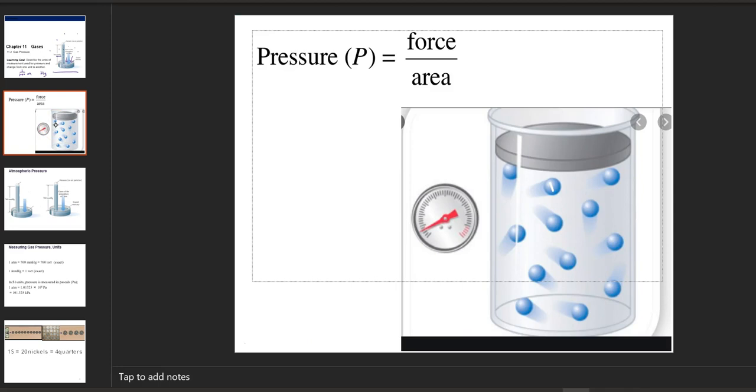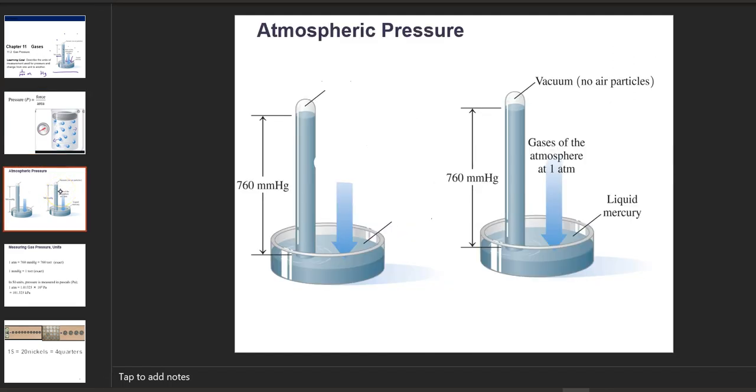Pressure is force divided by area. It should make sense later on that if you decrease the area, you get more force. But the force in this case is the actual molecules hitting the sides of the container. And then the area would just be the size of the container. As the pressure increases, it would move up. Again, this is just a barometer. You've got your liquid mercury. Your molecules push down and cause this to go up your tube. That's how we measure it.